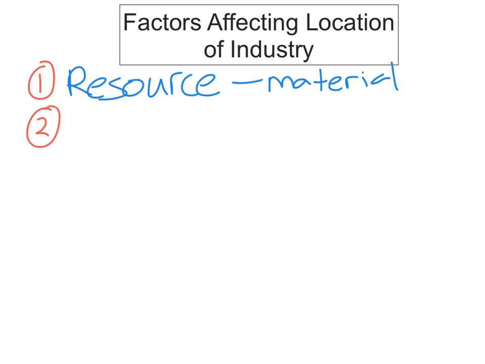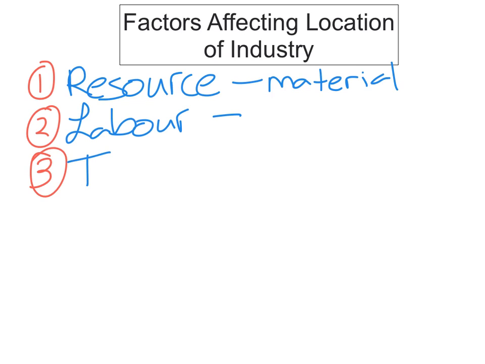The second one is labour. Factories and industry want to be set up where they can get enough workers to complete the tasks that they need to be completed. The third one is transport. Very important for industry. They want to be set up so they're near major roads, railway lines, ports, and maybe airports if they want to import and export goods out of the economy.